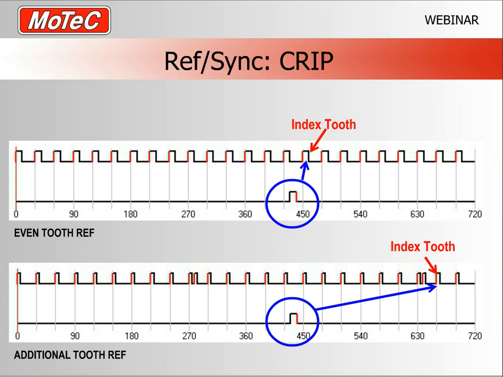A couple more examples, and it's probably a good idea to go to our website and view my introduction to ref sync if you haven't already. This is just a bit of a repeat of that. Just to give you an example, the top one there is an even tooth mode where the index tooth is the one that happens straight after the sync. And on an additional tooth mode at the bottom there, it is the index tooth that happens just after that double tooth. So when working out the crank index position, it's a simple matter of finding your index tooth and how far does that happen before top dead center compression number 1.